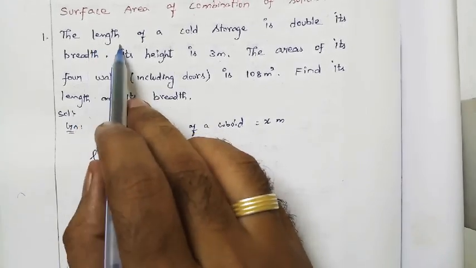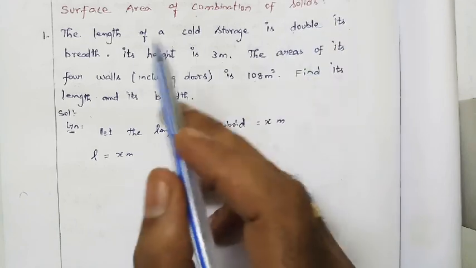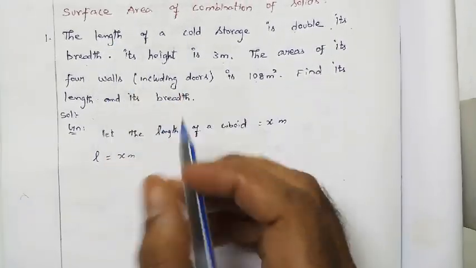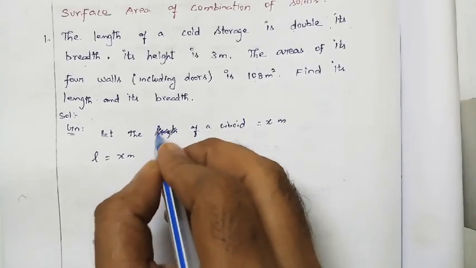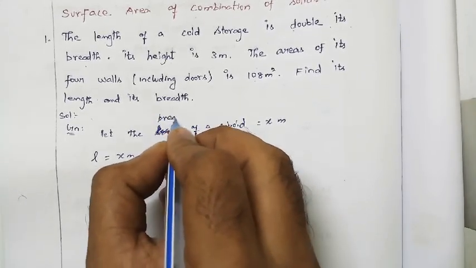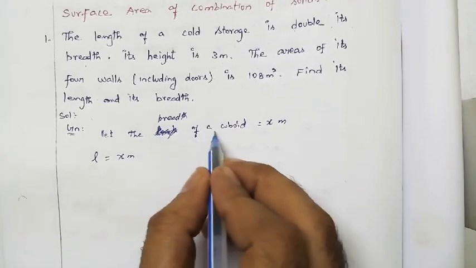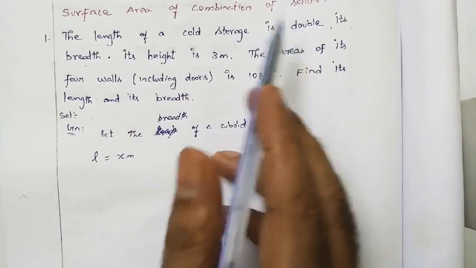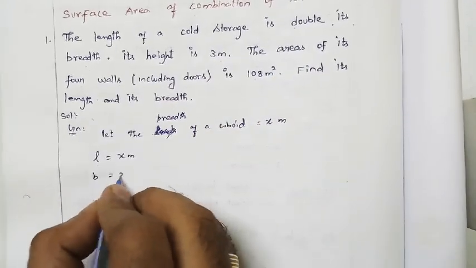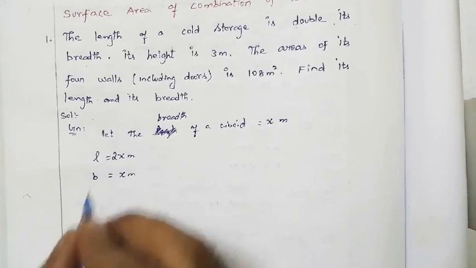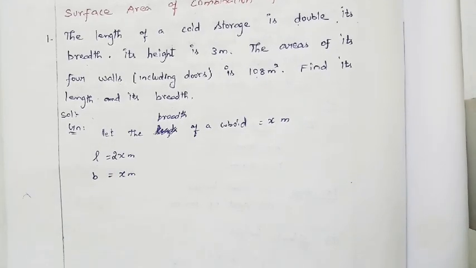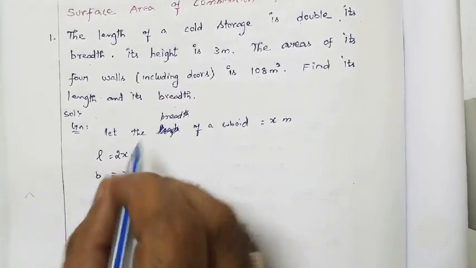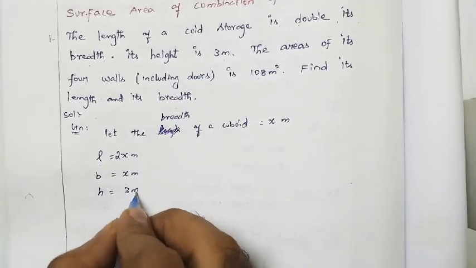Sorry. They have given that the length is double its breadth, so the length is compared with the breadth, and you have to take the breadth as x. The breadth of the cuboid is x meter, then the length is double its breadth, so length is 2x meter. The height of the cuboid is 3 meter.